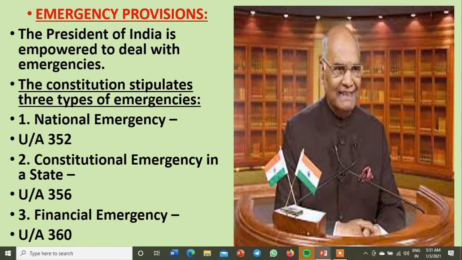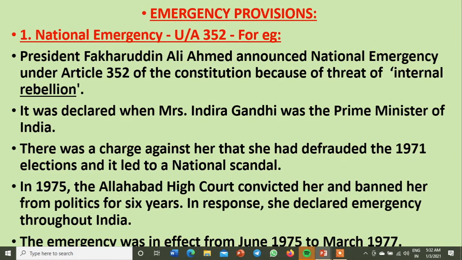Yes, the President of India is empowered to deal with emergencies. The Constitution stipulates three types of emergencies. The first is national emergency, that is under Article 352 of the Constitution. Second is constitutional emergency in a state. In a state means one state, that is under Article 356 of the Constitution. And the third type of emergency is financial emergency, that is under Article 360 of the Constitution. Now I will discuss them in detail.